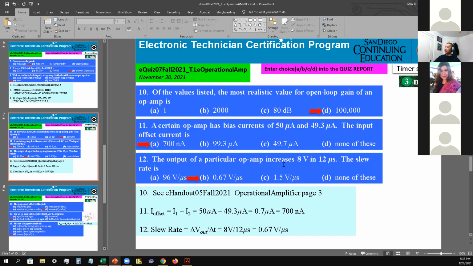Number 12, the output of a particular op-amp increases 8 volts in 12 microseconds. The slew rate is delta V out over delta T. So delta V out is 8 volts divided by delta T, which is 12 microseconds. Dividing, that yields 0.67 volt per microsecond. So the answer is B as in Bob for number 12. Any question on number 10, 11, or 12? Okay, no question. Next set.